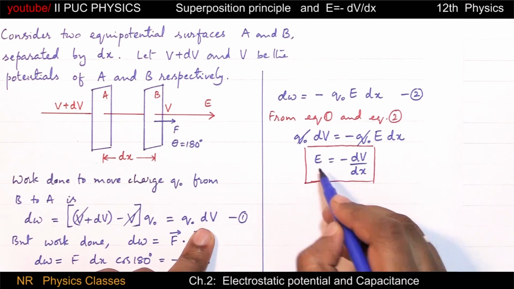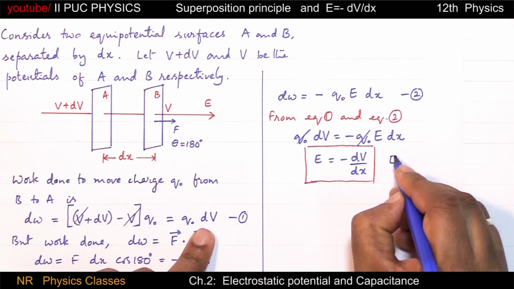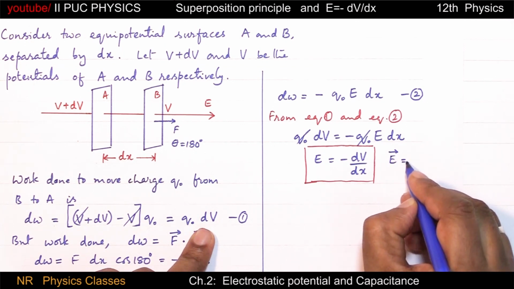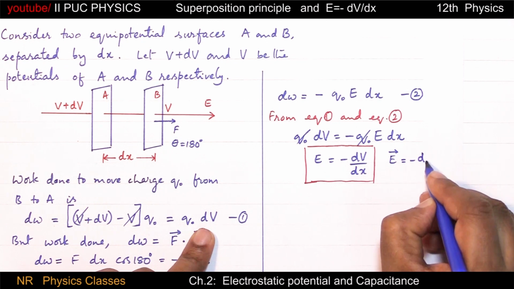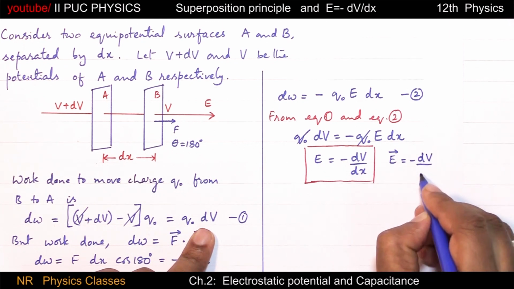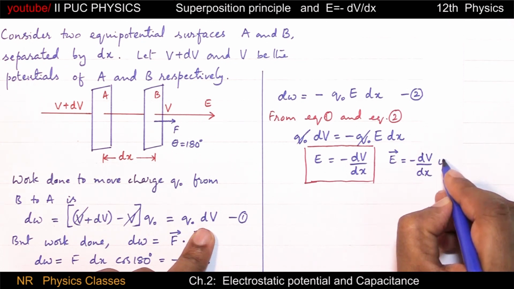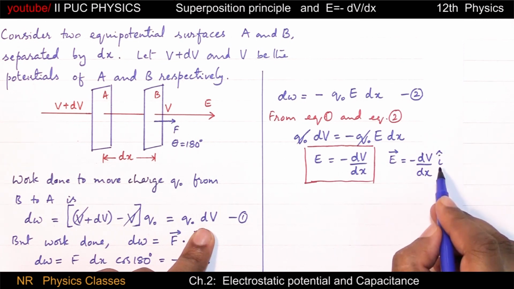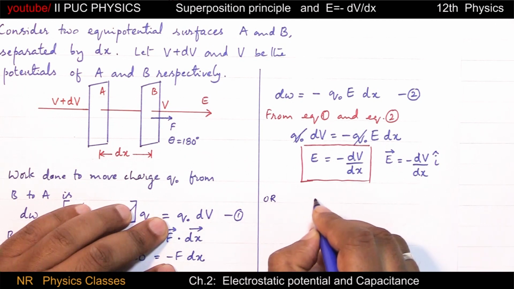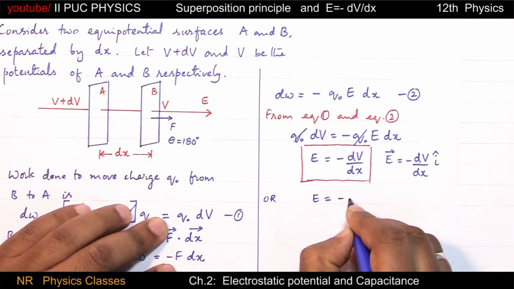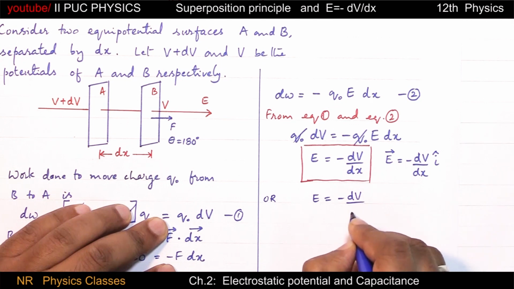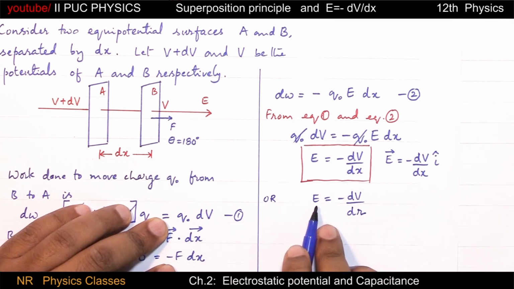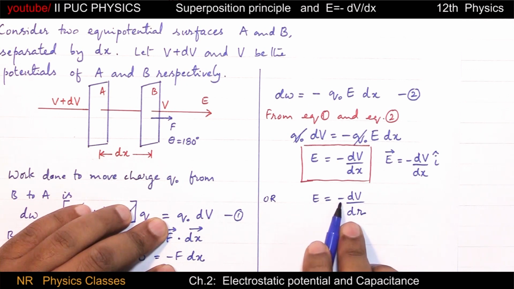Since electric field is a vector quantity, we can write electric field equals minus dV by dx into i cap. i cap is the unit vector along the x-axis. In general, we can write E equals minus dV by dr. So electric field is the negative potential gradient.